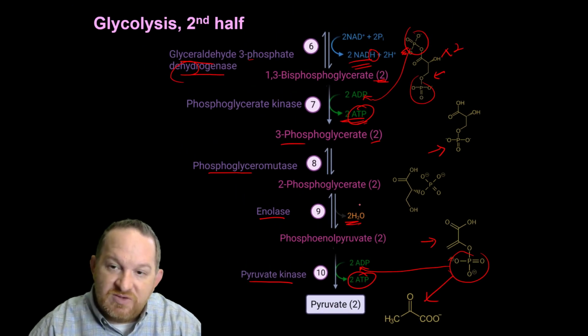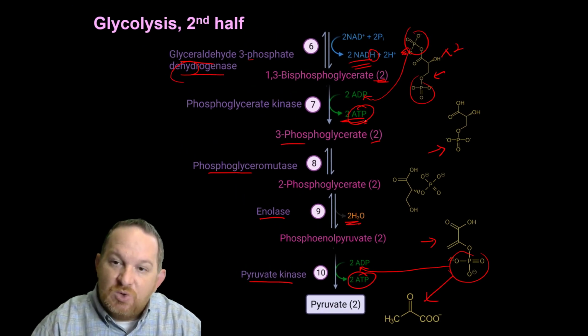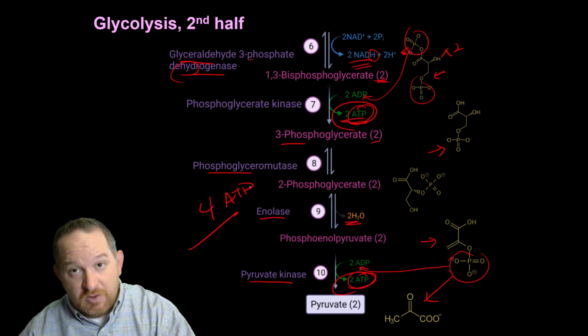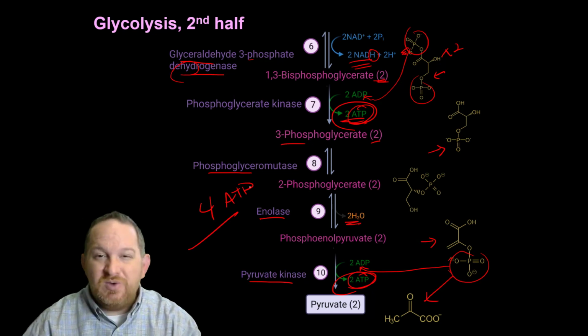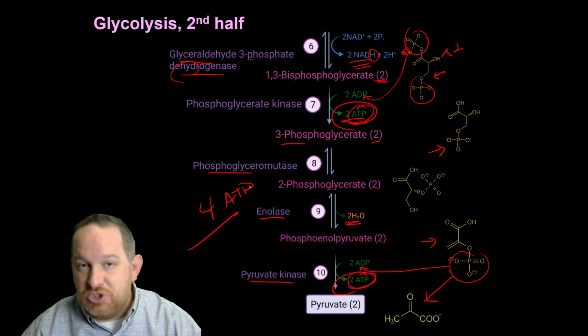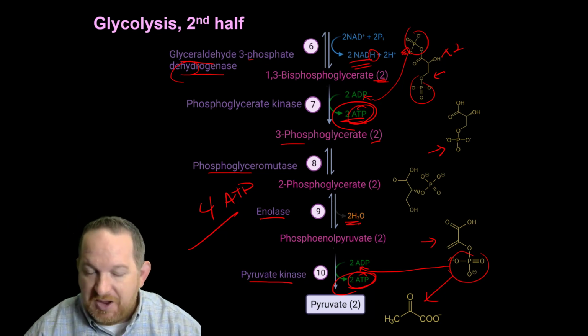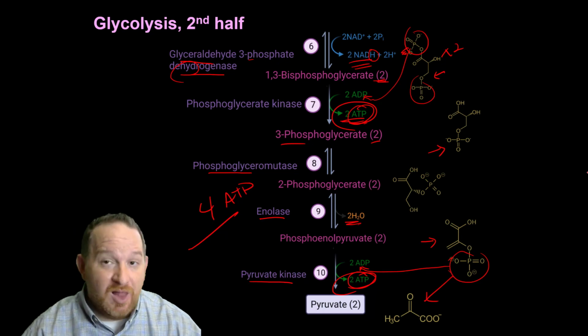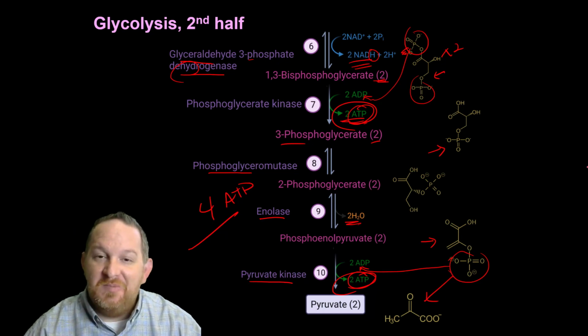And remember, all of this was occurring times 2. So we picked up 2 ATPs there, and we picked up 2 ATPs there. So we essentially made 4 ATPs. Remember, though, we invested 2. So we really only net gained 2 through the process. Okay? So that's glycolysis. A lot going on.